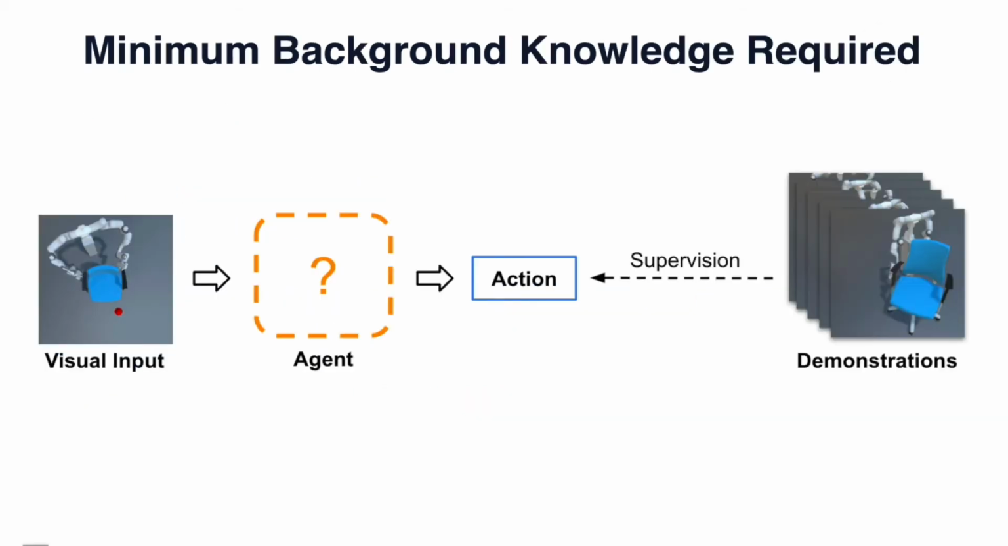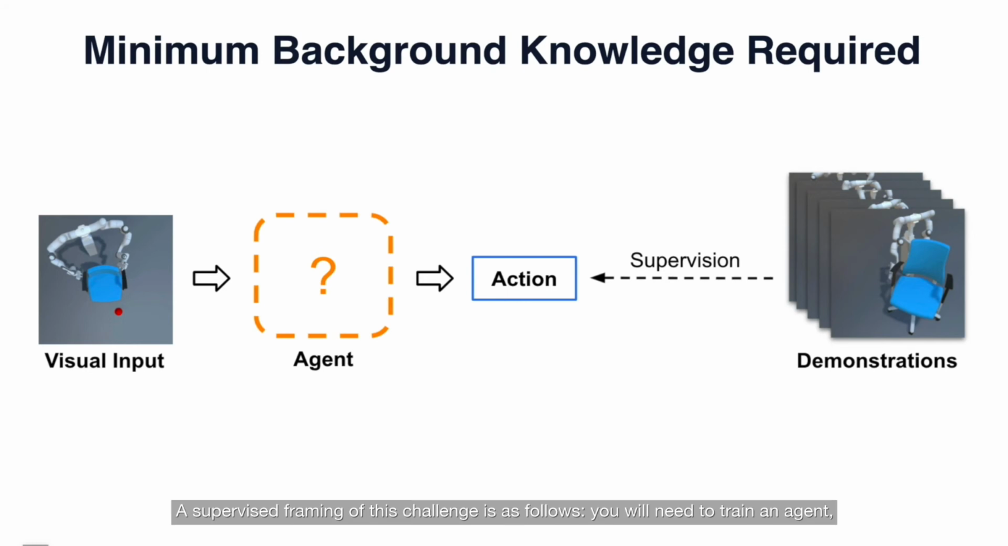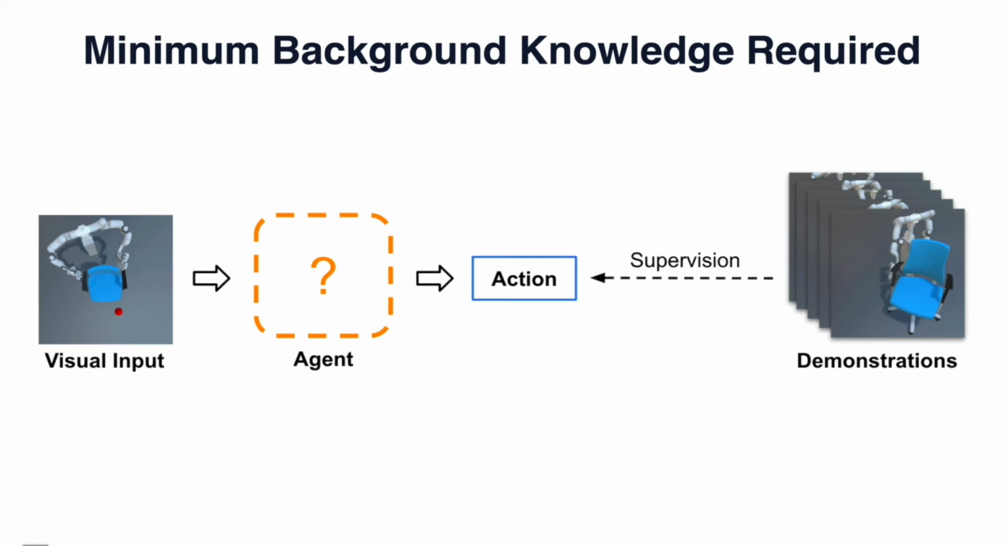To get started in the ManiSkill Challenge, there is minimal background required, apart from a decent understanding of supervised learning. A supervised framing of this challenge is as follows. You will need to train an agent, which could be a model such as a neural network, that maps visual inputs to actions. These actions are then supervised by demonstrations provided in our demonstration dataset.